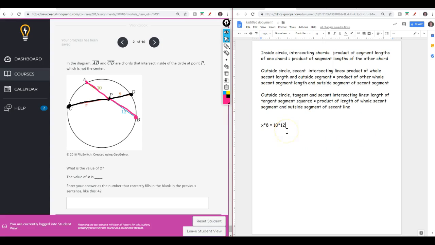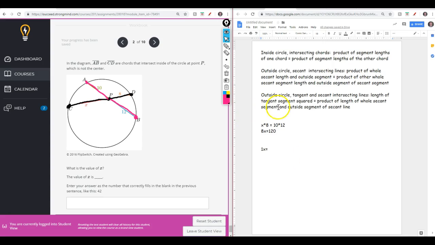So now we could multiply this out. 8 times x is typically written as 8x. That equals 10 times 12, which is 120. Our goal here is to solve for x, so our whole goal is to end up with a 1x. That's going to equal some number.